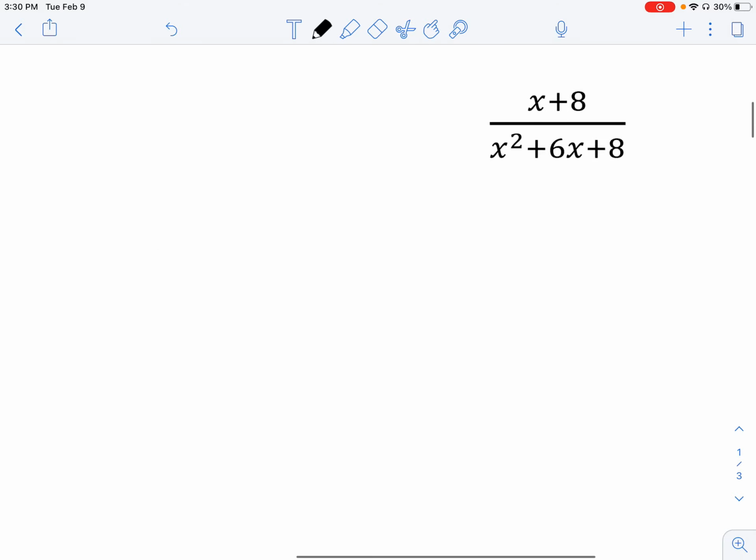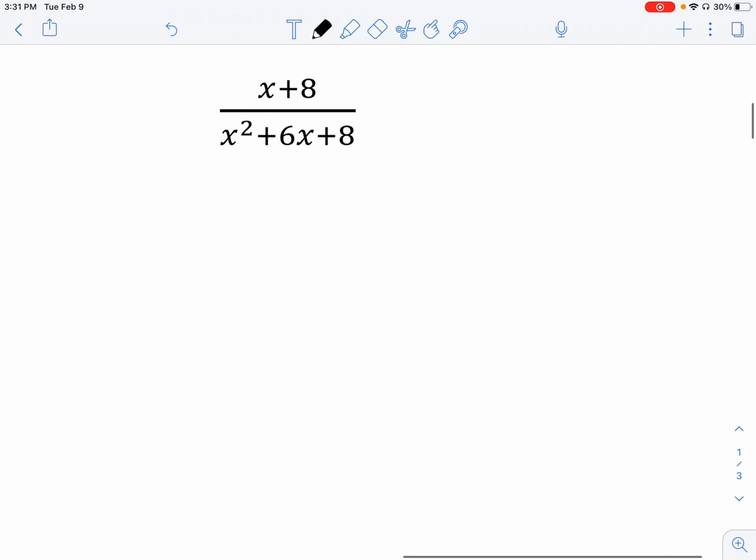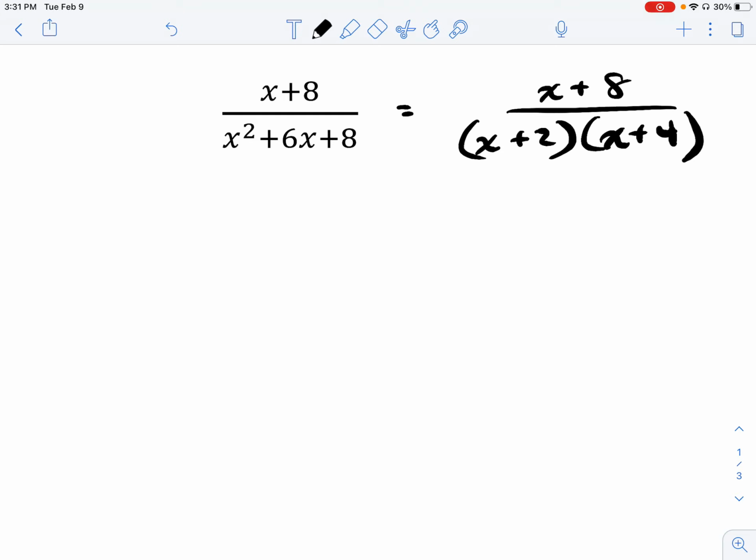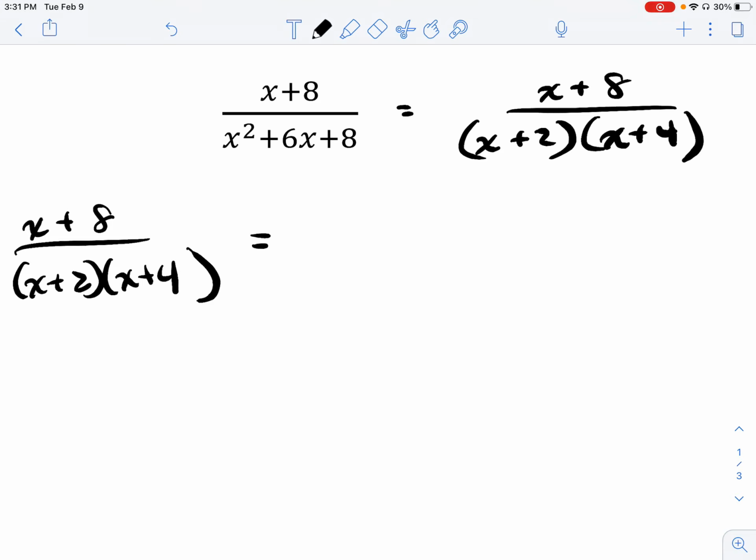The very first thing that we always want to do when we have a partial fraction decomposition problem is to factor the denominator completely. So we're going to write this as x plus 8 over x plus 2 times x plus 4. And once we've factored this denominator, we're going to create an equivalent equation. We're going to say x plus 8 over x plus 2 times x plus 4 is equal to the sum of two fractions here.